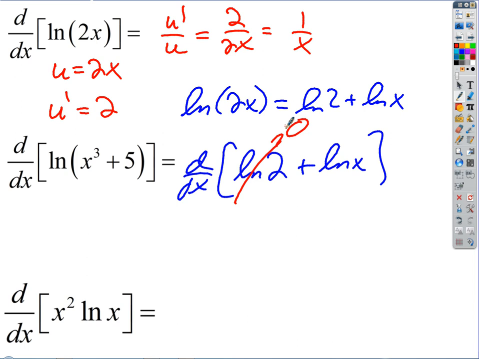Try the next one. You can work on your own if you want. Feel free to work with a neighbor. It's going to get a little harder. Pick a u. Pick a u prime.